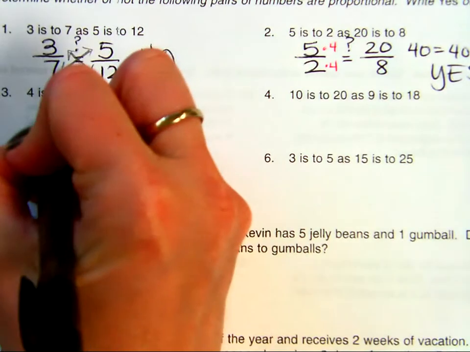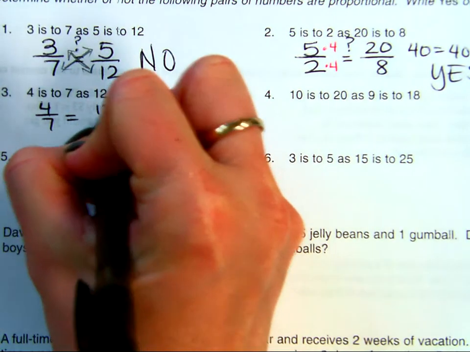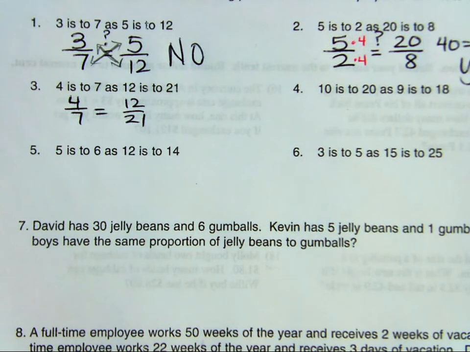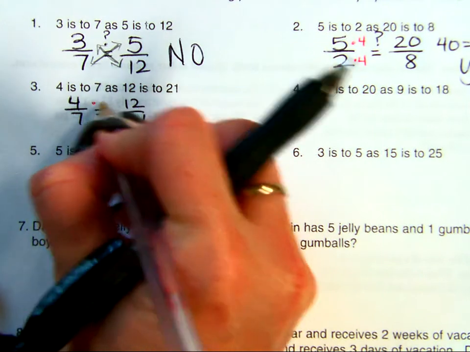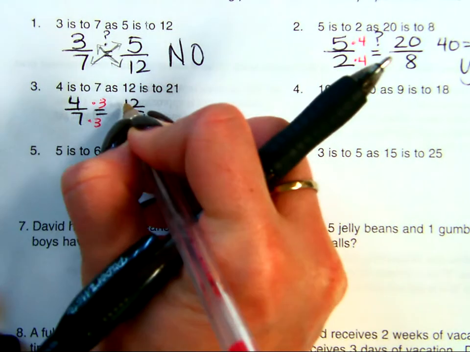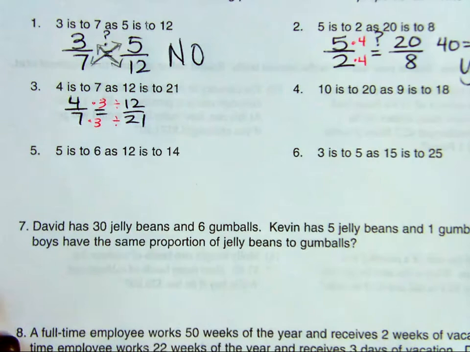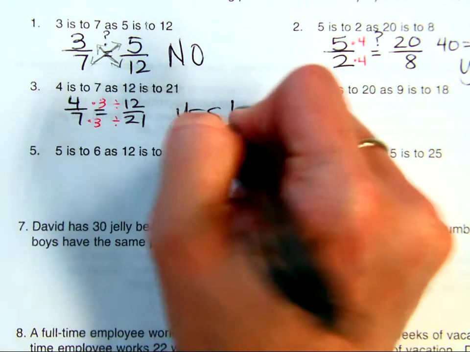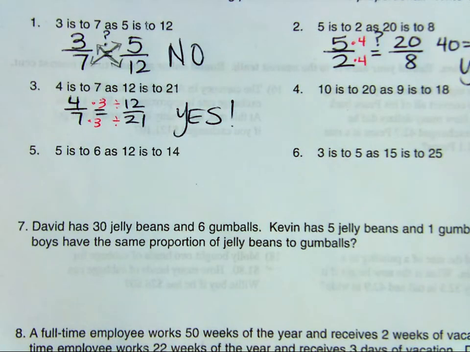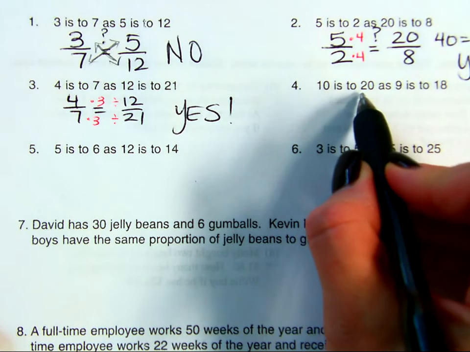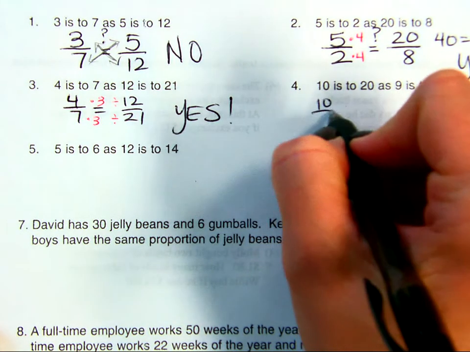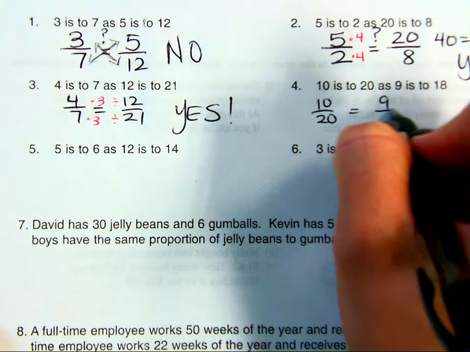So pretty simple, same concept. Let's just do 4:7 as 12:21. What do you think is the easiest way to do this one? Times 3, or divided by 3. Either way, it's a yes, right? Okay, can you tell just by looking at this next one without even setting it up? How do you know? Because 10 is half of 20, and 9 is half of 18. So 10 twentieths, 9 eighteenths.